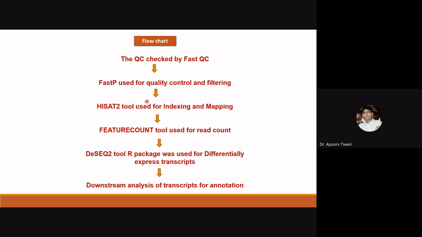And after that, we can go for the mapping of our quality-filtered data by the HISAT2 tool, that is used for indexing and mapping to the reference genome. And after that, we have used this featureCounts tool, that generates the read count data, that is abundance calculation. And this abundance matrix will be used by the DESeq tool, an R package used for differentially expressed transcripts or genes. After that, we can go for downstream analysis, annotation of our transcripts or genes.